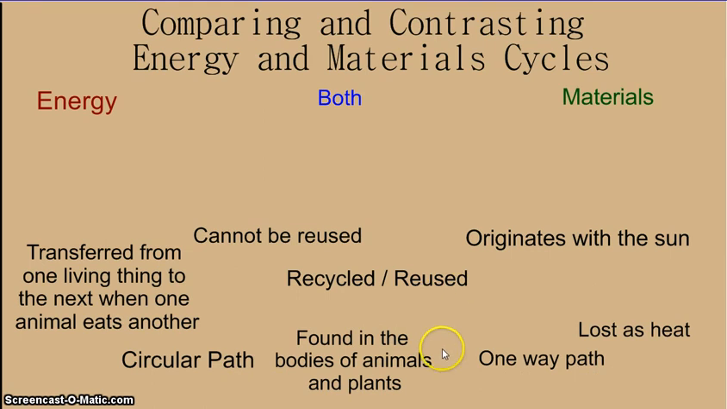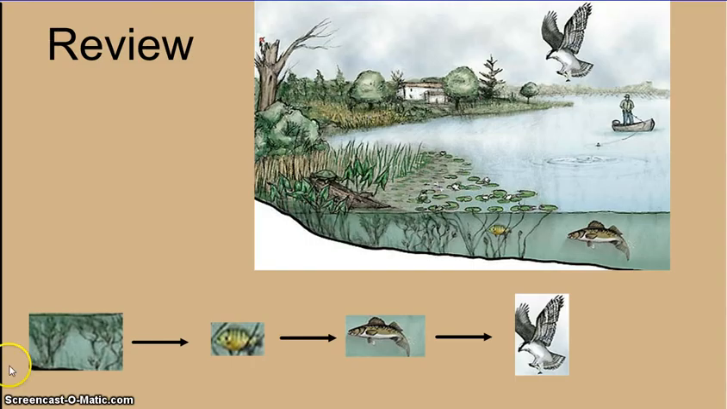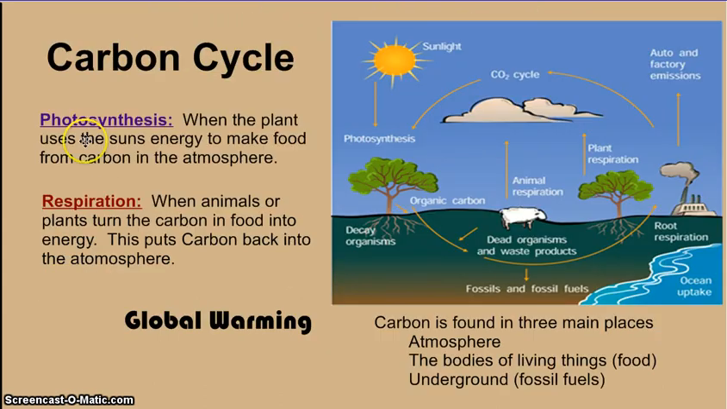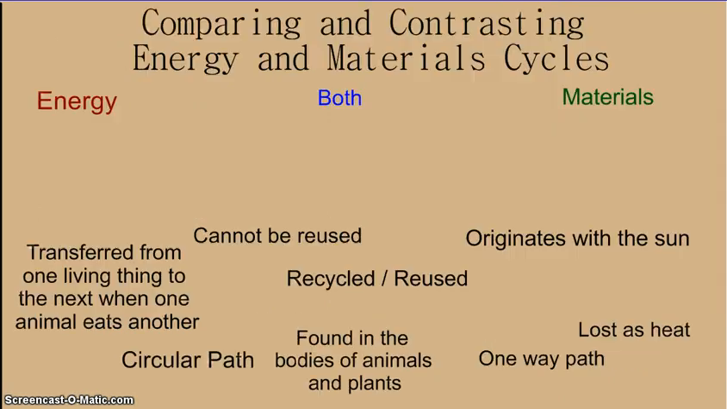So here's the main part of this learning target. You need to be able to compare the differences between how energy moves in that food chain that I showed you, from one to the next, being lost along the way, to the way that materials move, like carbon, in a cycle, going from one place to the next, never being lost, never being destroyed.